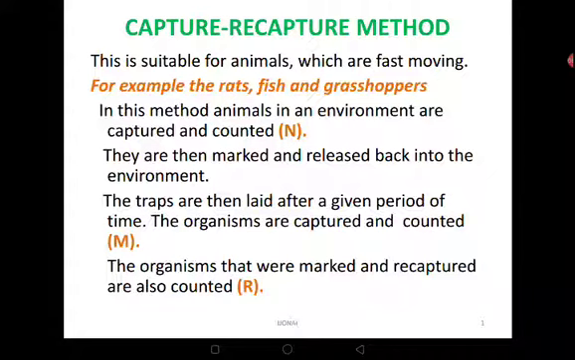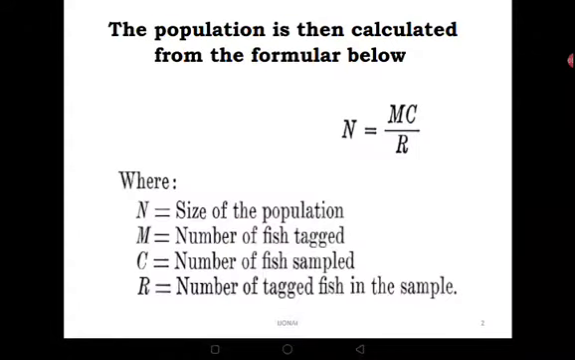Then if you want to determine the population of that habitat, it is the number of organisms in the first capture, N, times the number in the second capture, M, divided by the number of those in the second capture that had the marks, R. That will be your population in that habitat.